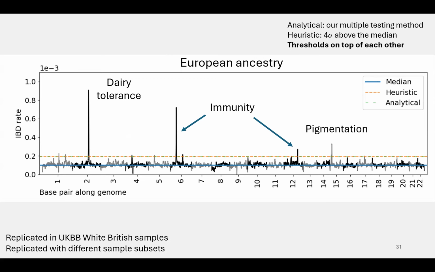Some of these loci, so we have LCT again, which is believed to be one of the largest signals in humans, giving dairy tolerance to digest milk that late in life. These signals on chromosome 6 and 12 are involved with immune response. And then the signal on chromosome 15 is involved with pigmentation. And these immune-related phenotypes and pigmentation-related phenotypes are often discussed in the European selection literature as one of the main drivers of possible sweeps.